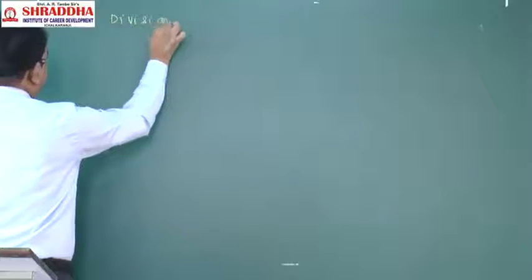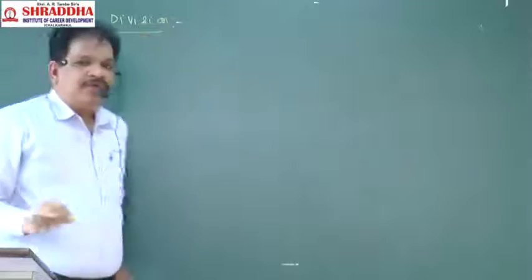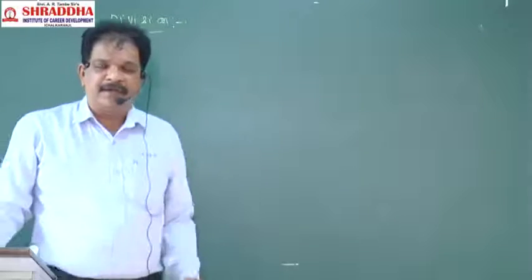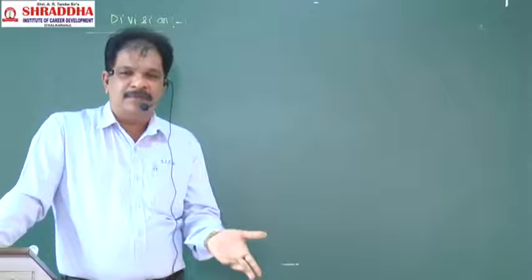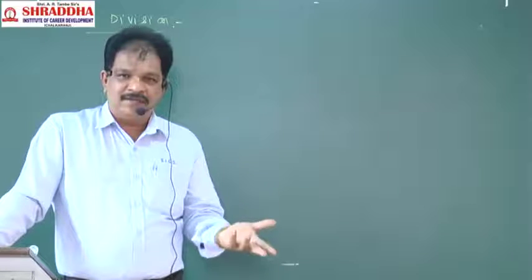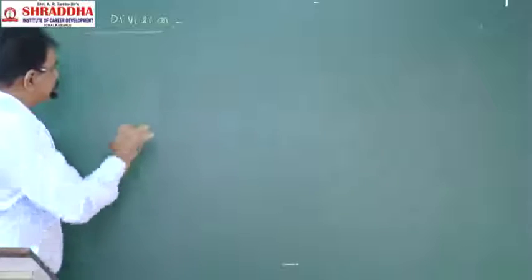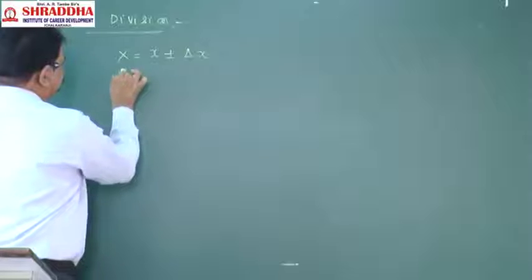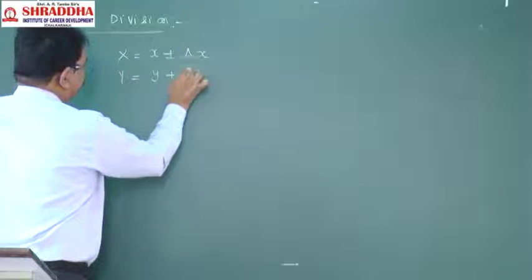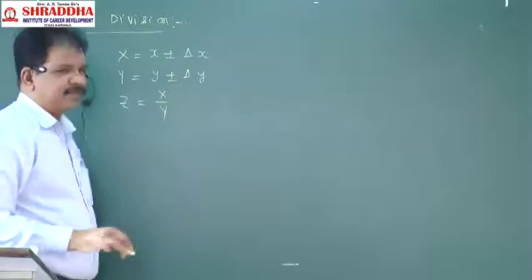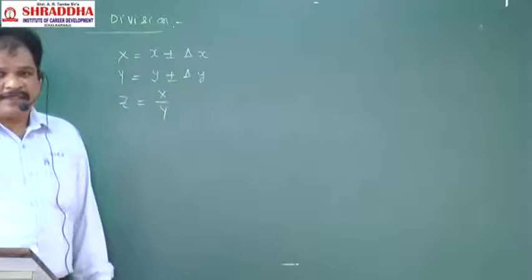For this, if you use x, y, z like that, it will be a little bit difficult to understand. If we do one or two problems on that, definitely you can understand about it. So in the division, x is equal to x plus or minus delta x. y is equal to y plus or minus delta y. z is equal to x by y. How to calculate the z value?